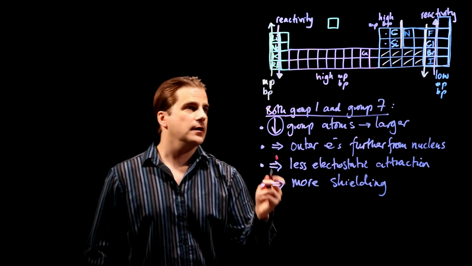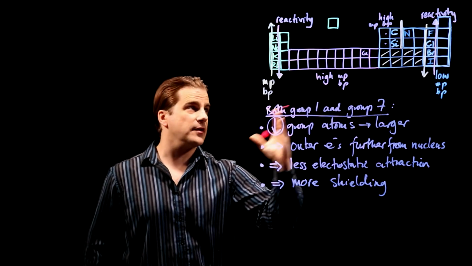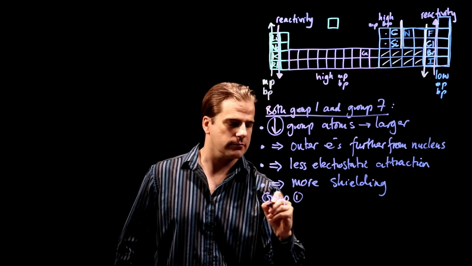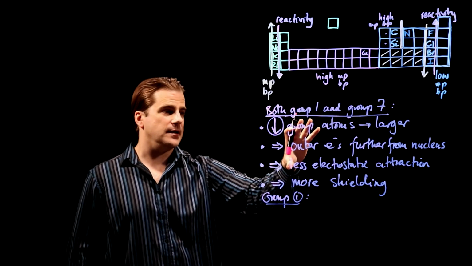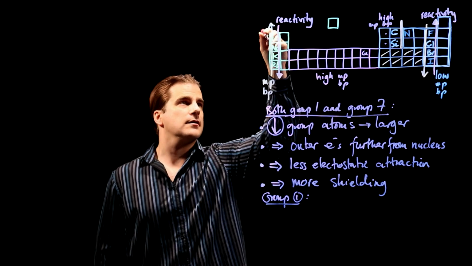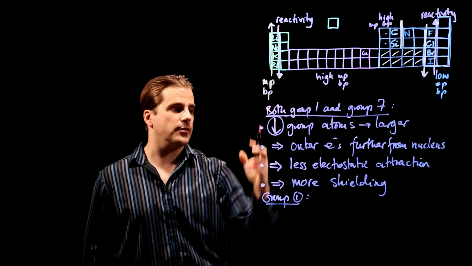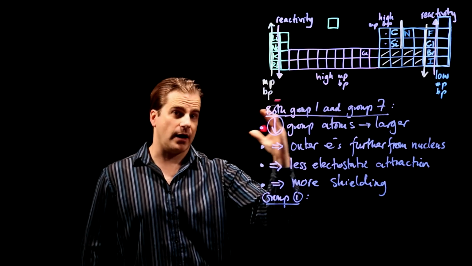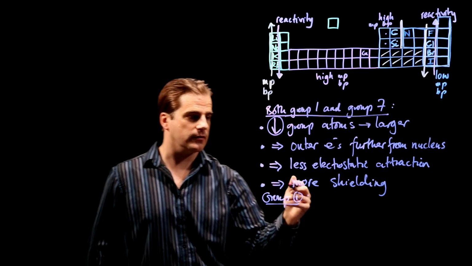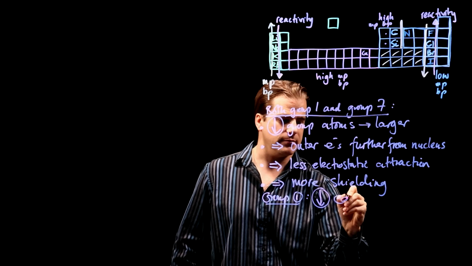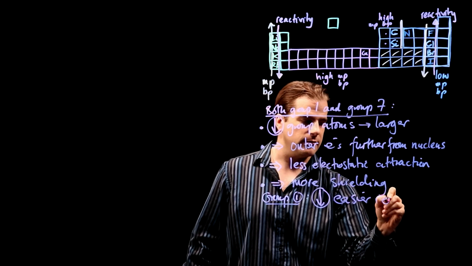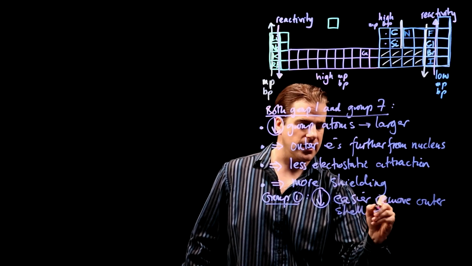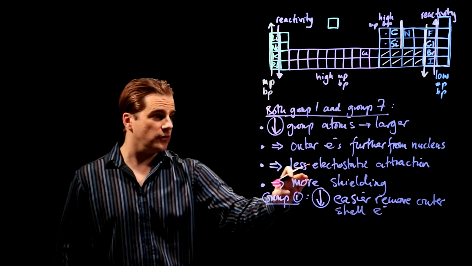Now, this is where we split off between group 1 and group 7. So for group 1, all these things mean that as you move down the group, it's easier to remove the outer shell electron, and that means it's more reactive. So as you move down the group, it's easier to remove the outer shell electron. Okay? Because of all these reasons we've listed.